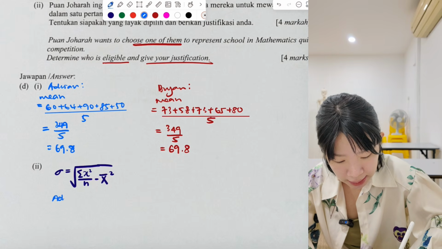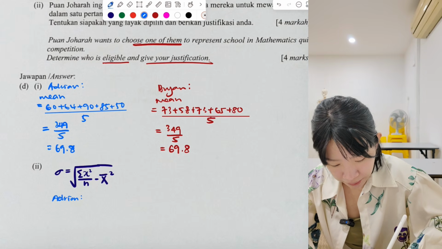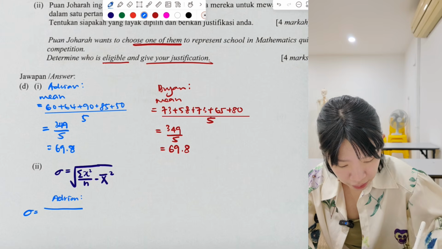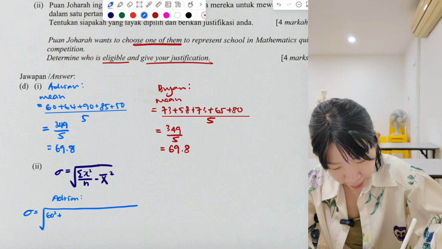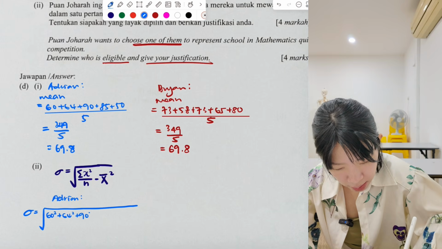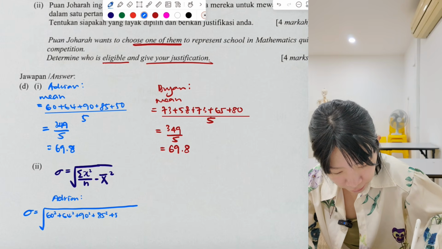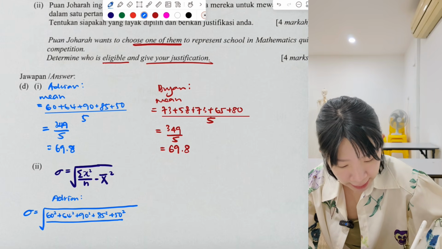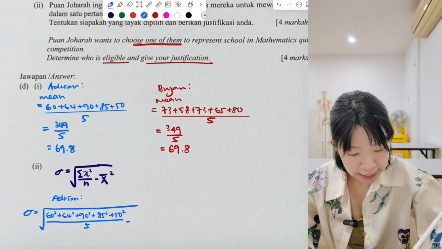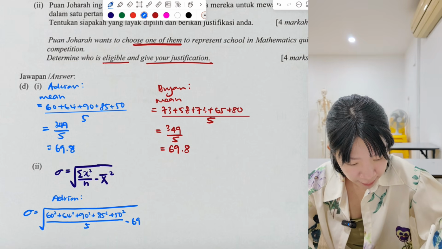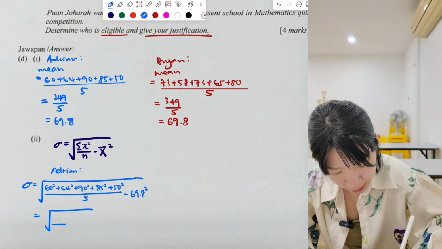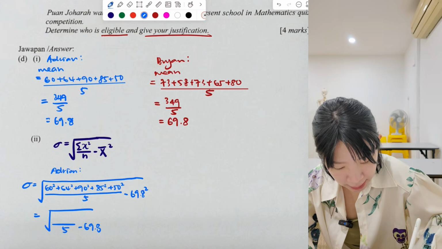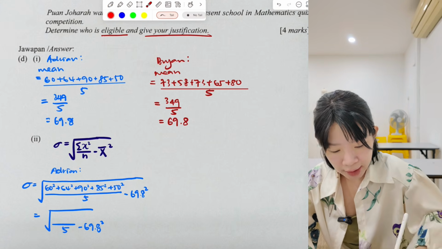Adrian's standard deviation: square root, all the marks squared and added together: 60 square, 64 square, 90 square, 85 square, 50 square. Divide by n, the number of data, 5. Minus the mean we just found, 69.8 square. Don't forget. Remain everything. Find the sum of x square first.